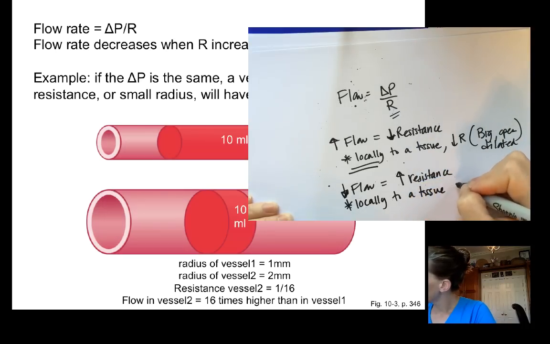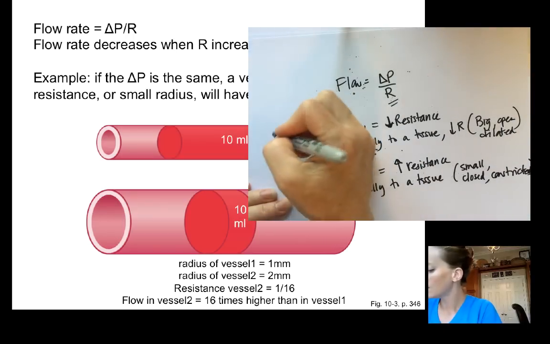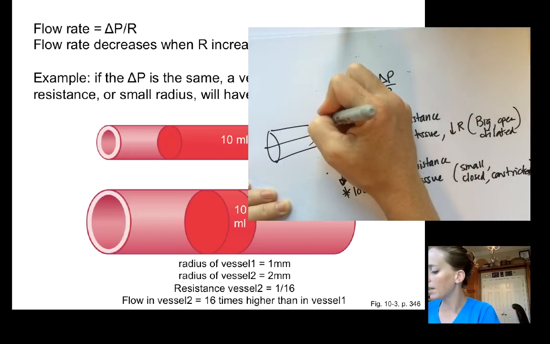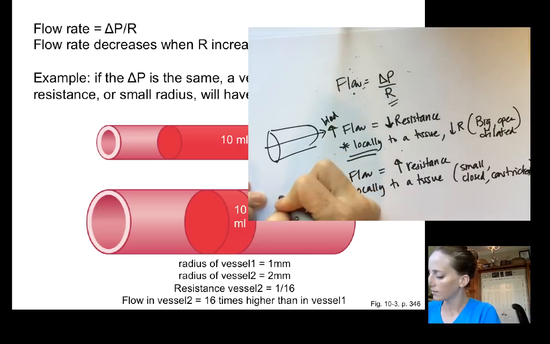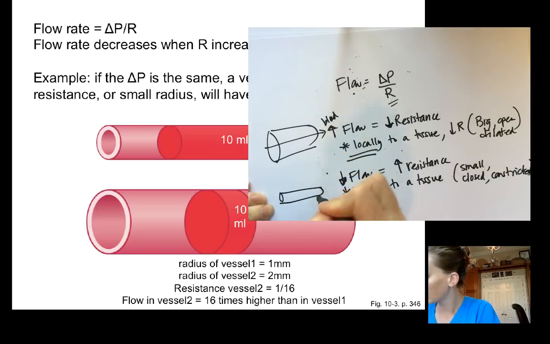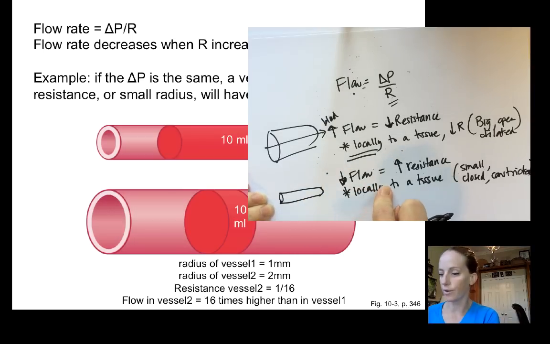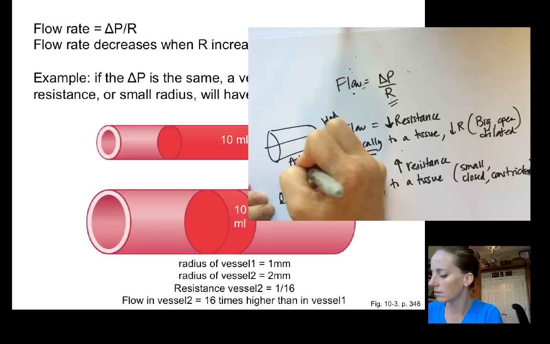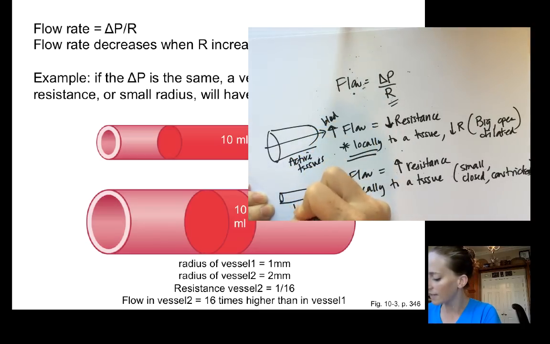You want to have a small or more closed, constricted vessel. So big flow, big vessel. That's going to get blood to a tissue. Small flow, small vessel. That's going to slow down or stop the flow to a particular tissue that is not working. So this is usually to active tissues, and this is usually to less active tissues.